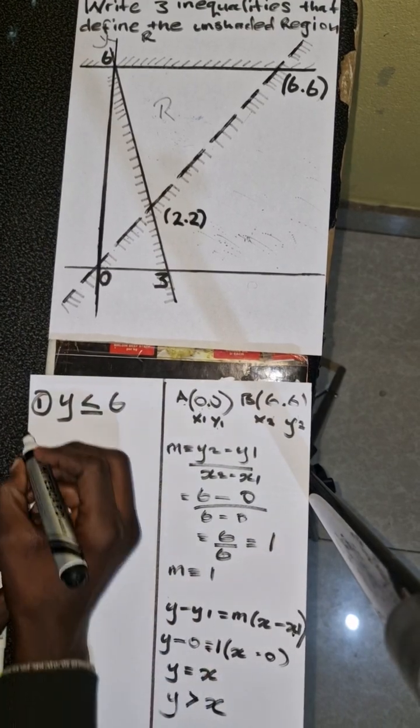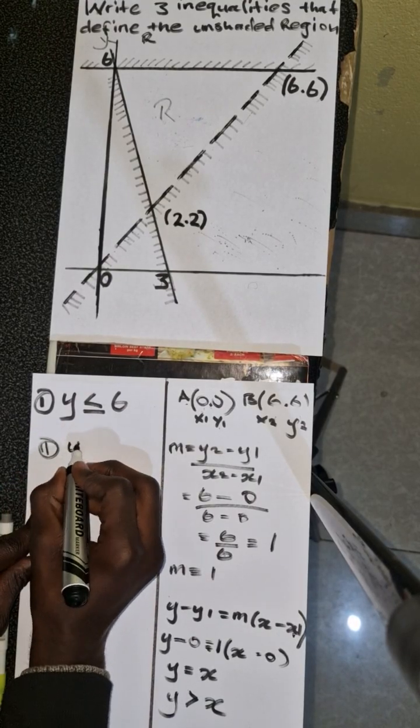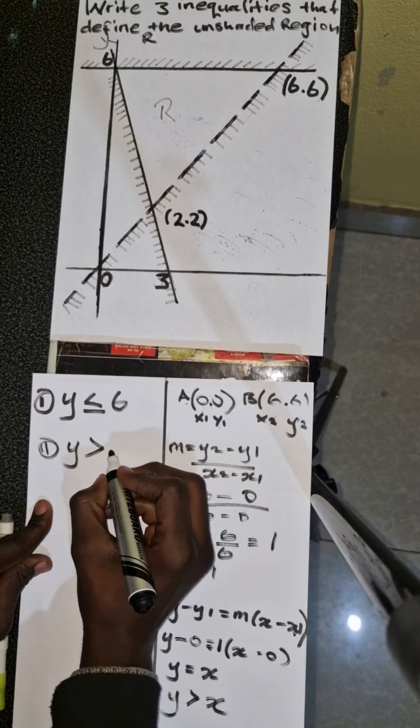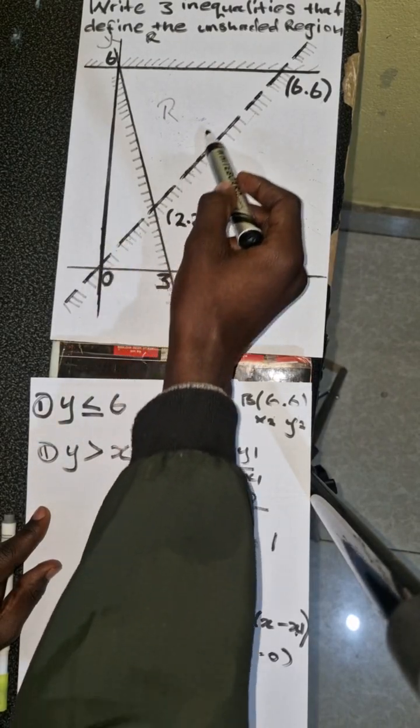So this is going to come here, question 2. So we're going to indicate y is greater than x. So you have to take note, this is a dotted line. It's not a solid line.